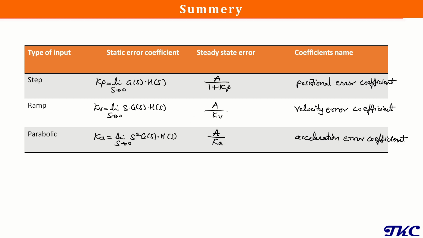So here we can make out that the name of the coefficient is derived from the nature of the response. We know that step input is also called a positional function, so the corresponding static coefficient is called the positional error coefficient. Same way, ramp input is called a velocity function, and its error coefficient is called the velocity error coefficient. Same way for parabolic also. Parabolic is called an acceleration function, so its error coefficient is called the acceleration error coefficient. So by using these expressions we can determine the static error coefficient as well as the steady state error based on the type of input. So with this we'll end here.